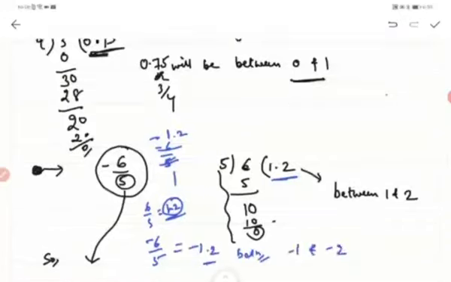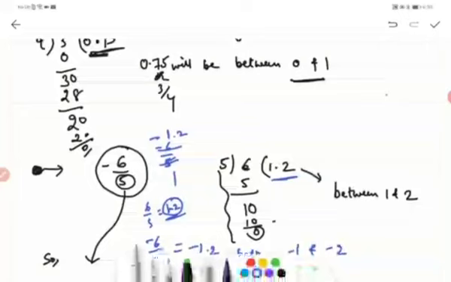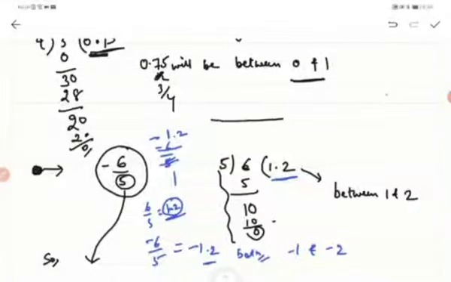So now go for plotting on your number line. It comes in the negative side. So I'll take 0 somewhere here, and -1 somewhere here, and -2 here. So this number, -6 by 5, lies between -1 and -2.